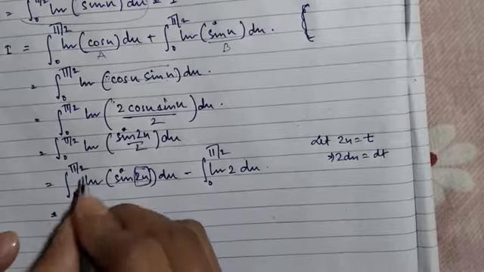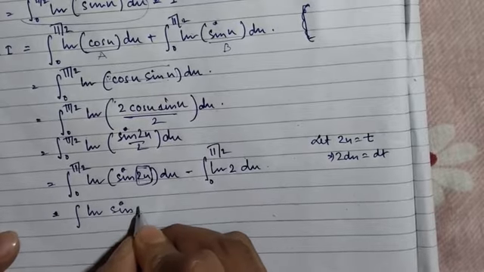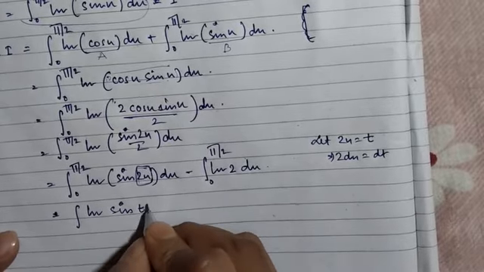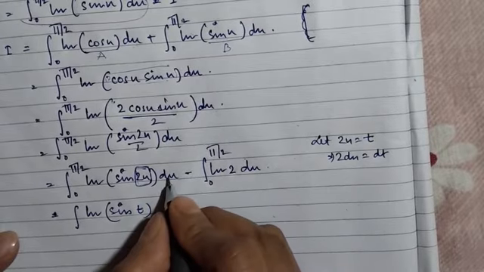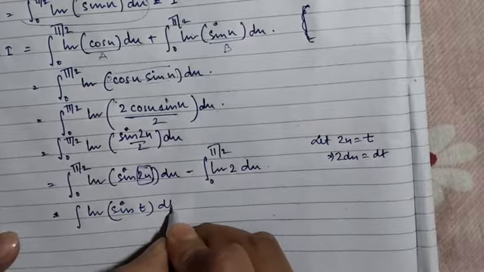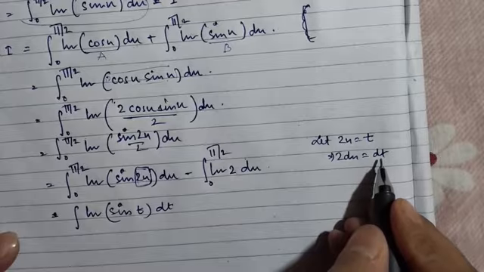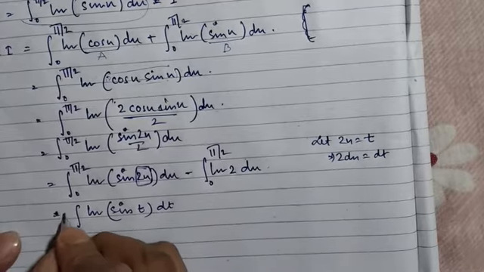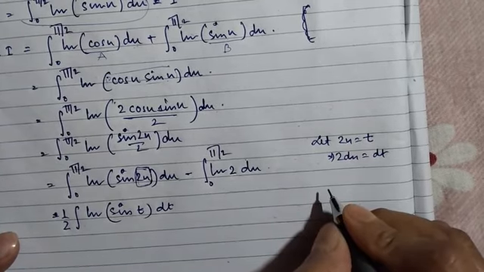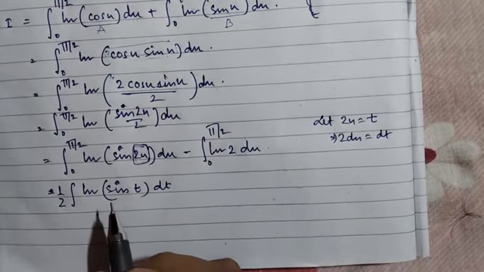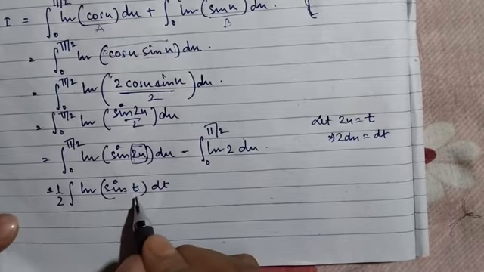I will not give the limit yet. Let's write the term ln sin t. 2u becomes t, and du becomes dt by 2, so 2 du becomes dt. Over here I will write half, so this is half into the integration of ln sin t dt.